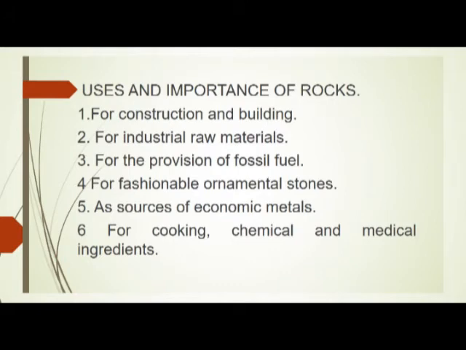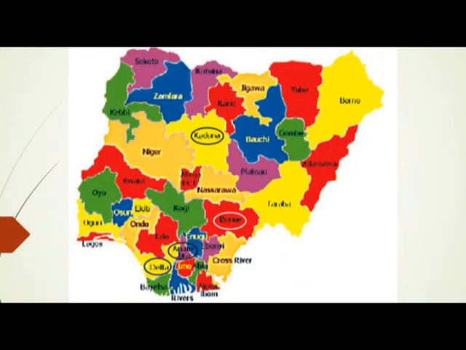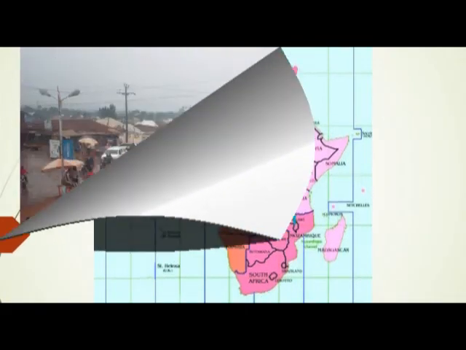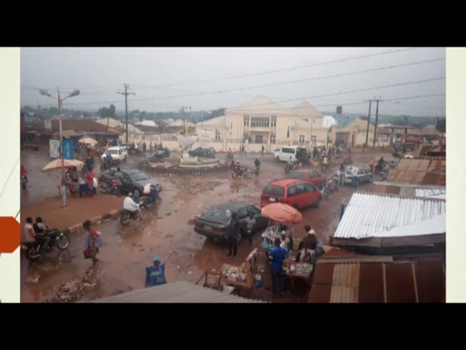It also provides ornamental stones and metals like gold, like we have in Johannesburg, South Africa, and we also have alluvial gold in Ilesha, Nigeria. Earlier we mentioned diamond in Liberia. Rocks are also sources of economic metals like copper and tin, like we have in Jos Plateau, tin and basalt. We also have zinc in Abakaliki in Ebonyi State.